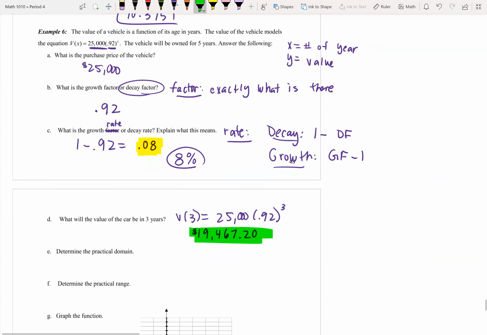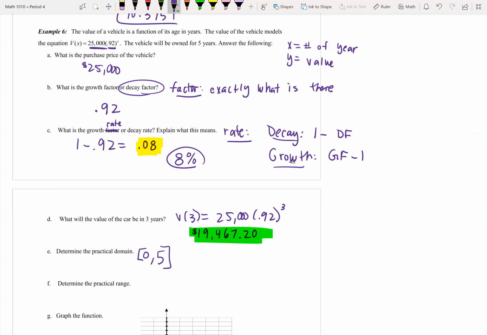Practical domain. Domain is how many years? What's the smallest number of years I can own this car? 0. Could I actually own it 0? Yes. I go to sign the loan and there's an accident and something slams on the car and the car's demolished. I'm not going to ever own it. What's the longest I can own the car? 5. It was in the directions. 5.